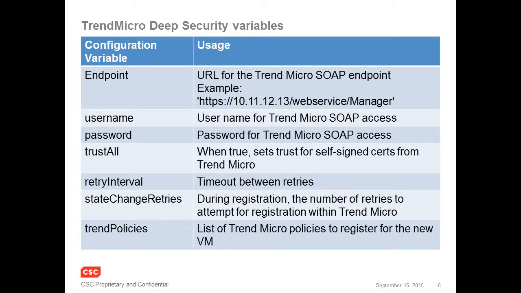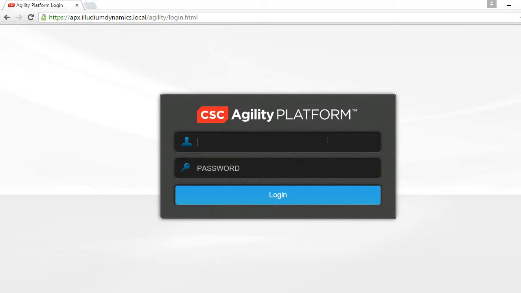On the script itself, we'll need to set these configuration variables. The endpoint is the name or the IP address of the SOAP endpoint, username and password. Trust all is a setting we can collect that can either enable us to talk to all of the SSL certificates presented to us or none. So let's show an example. We'll log into an Agility Platform server with an account that has the ability to change scripts. We'll use the admin account.